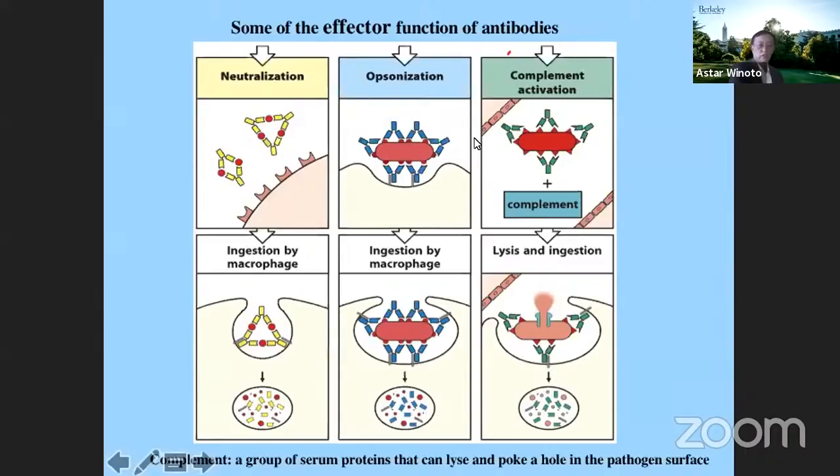So these 3 different functions are the functions of the antibody. There are also other functions like NK cell activation, but these are the 3 main functions. And neutralization is the main function for viruses.